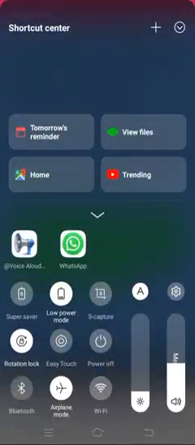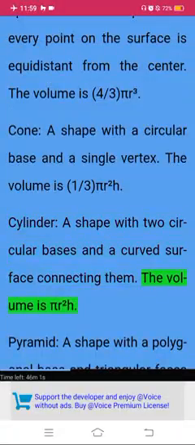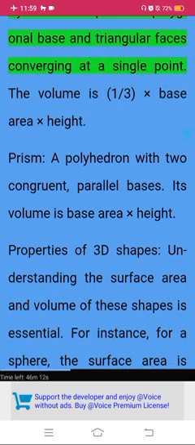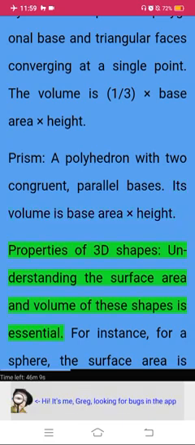Cylinder, a shape with 2 circular bases and a curved surface connecting them. The volume is pi r squared h. Pyramid, a shape with a polygonal base and triangular faces converging at a single point. The volume is 1/3 times base area times height. Prism, a polyhedron with 2 congruent, parallel bases. Its volume is base area times height. Properties of 3D shapes. Understanding the surface area and volume of these shapes is essential.